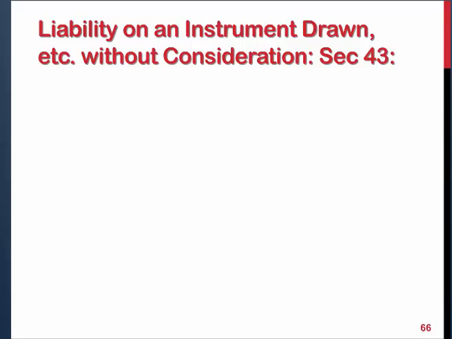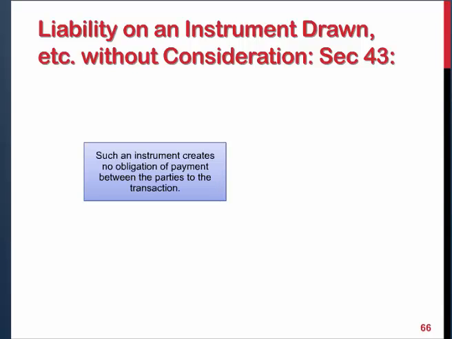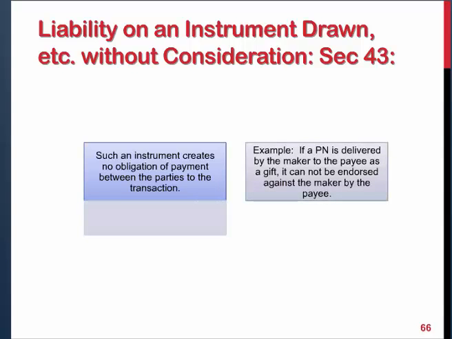Liability on an instrument drawn, etc., without consideration. As per Section 43 of the Negotiable Instruments Act, such an instrument is void and creates no obligation of payment between the parties to the transactions. For example, if a promissory note is delivered by the maker to the payee as a gift, it cannot be enforced against the maker by the payee. If the possessor endorses it to another person, the endorsee would not be entitled to claim payment unless he is a holder in due course.